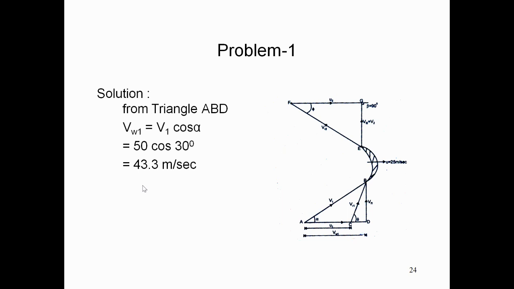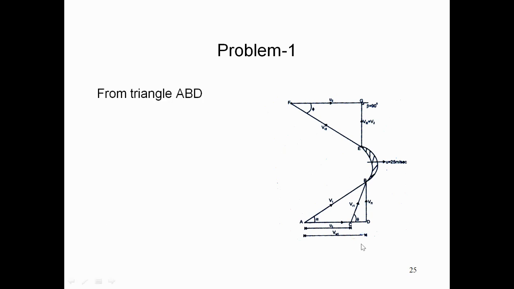Next, VF1. VF1 is equal to V1 sin alpha. Replacing the V1 value, V1 is 50 and alpha is 30, so 50 into sin 30 degrees gives 25 meters per second. So VW1 is 43.3 meters per second and VF1 is 25 meters per second.